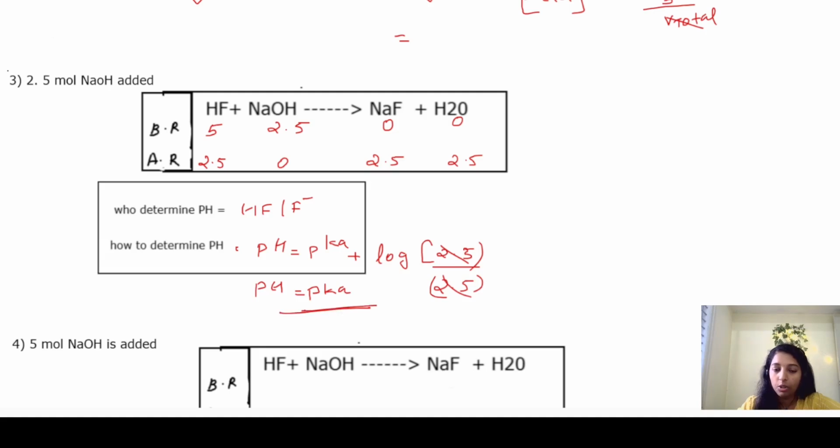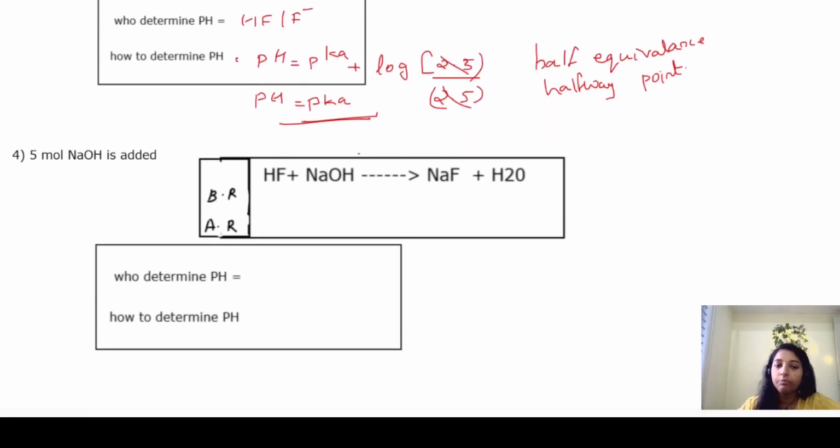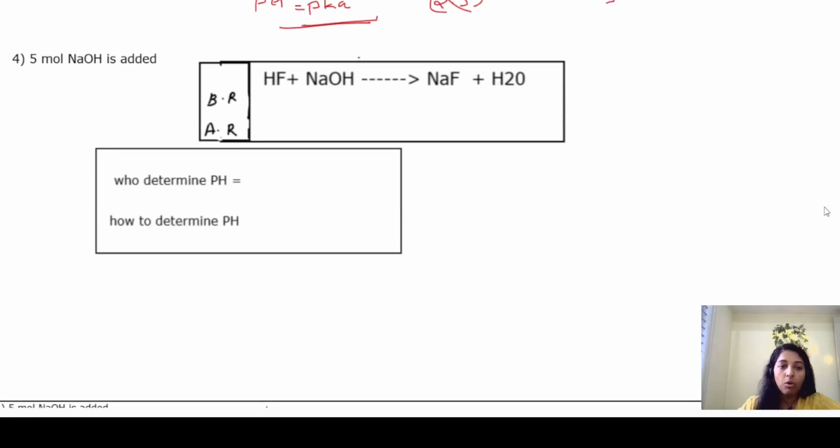So when pH is equal to pKa, where the excess concentration of acid is equal to the salt formed, this point is what we call the half equivalence point, or simply the halfway point. Very important in titration, the halfway point. So whenever the halfway point is there, you can simply take pH is equal to pKa. Clear?